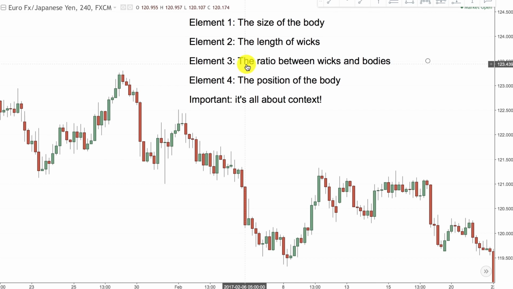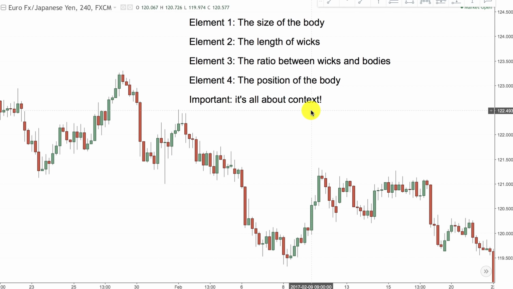Then the third element is the ratio between the wicks and the bodies, which means do you have a longer wick or a stronger body on a candle, and this can tell us a lot as well, as you will see. And the fourth is the position of the body, which means is the body located more at the top or at the bottom. As you can see here, the body is at the complete bottom, whereas here the body is more at the top.